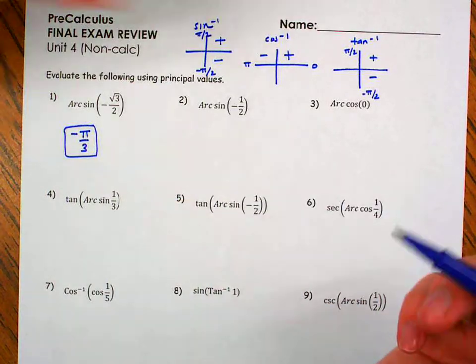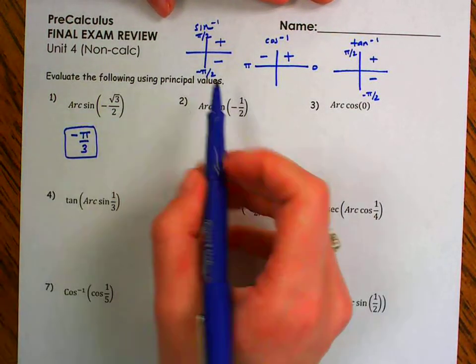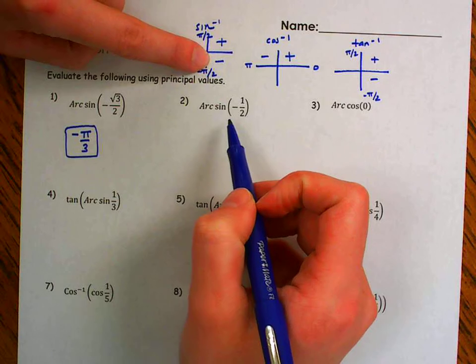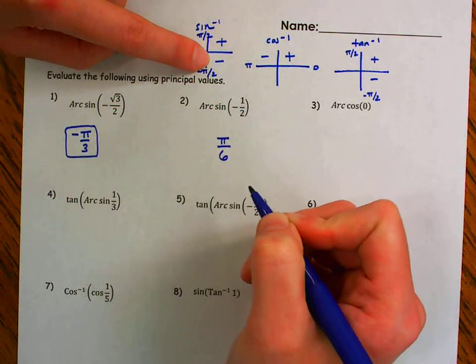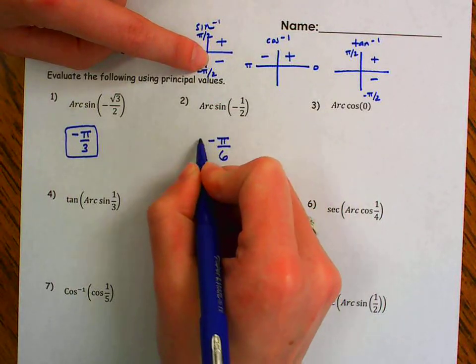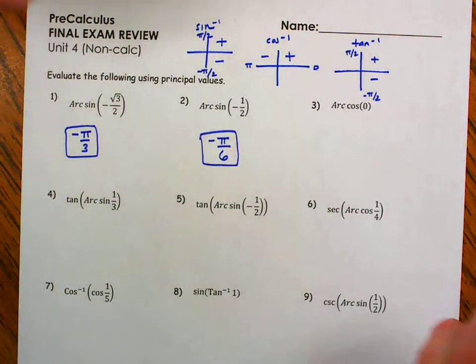Let's do this next one. Arc sine of negative 1/2. Sine is negative in the fourth quadrant, so I'm in the fourth quadrant. Sine is 1/2 at the reference angle of pi over 6. And then because it's in the fourth quadrant, we're going to call it negative pi over 6. Okay?